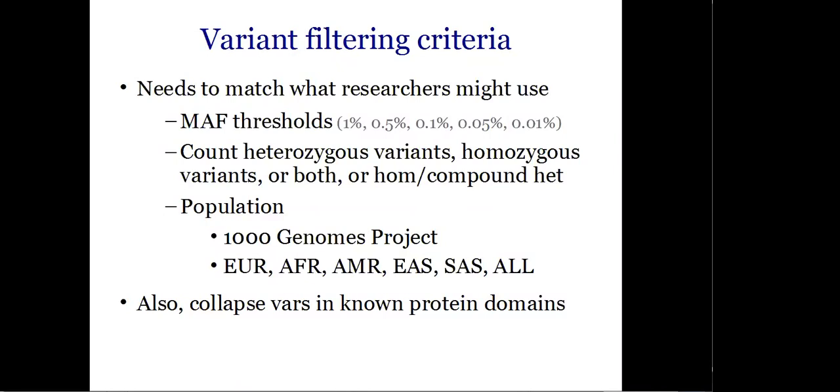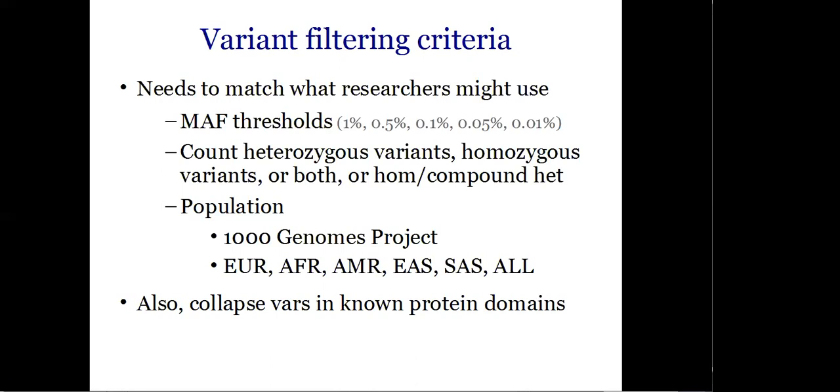The 1,000 Genomes Project also has data from different populations. So I also took subsets of the data and calculated frequencies for each subpopulation in case a researcher would want to know the frequency of individuals only in Europeans or Africans, for example. Finally, I also did this variant collapsing for all known protein domains.